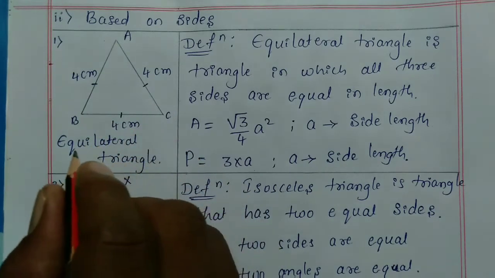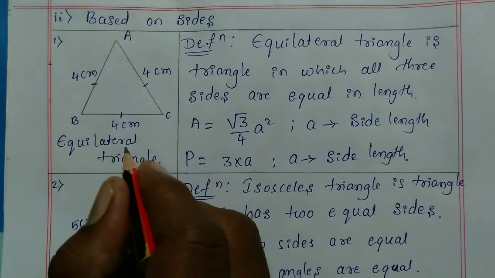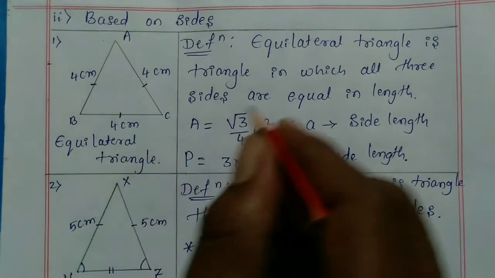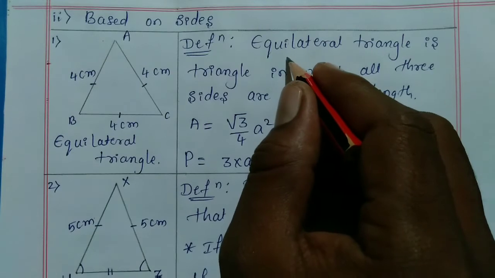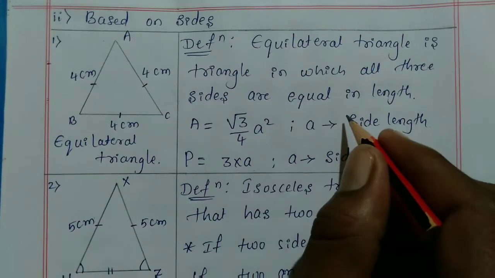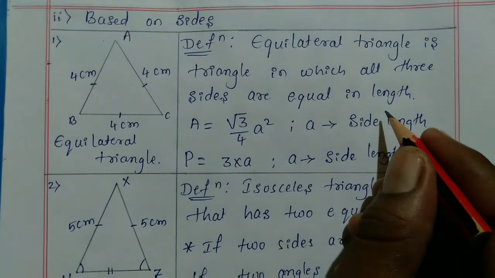So name itself says equilateral. Equi means equal, lateral means sides. Okay. So next I will go to definition, that is equilateral triangle is triangle in which all three sides are equal, then it is called an equilateral triangle.